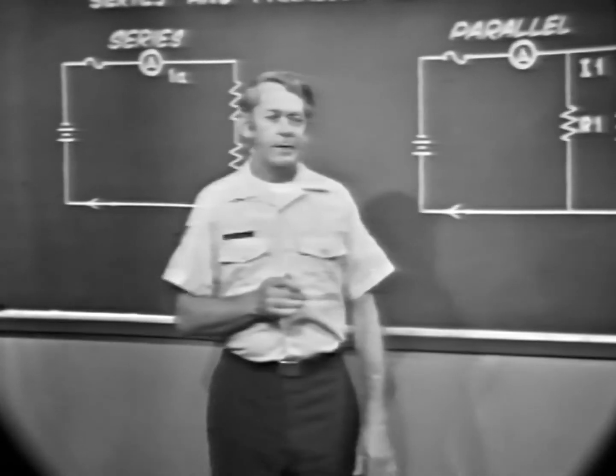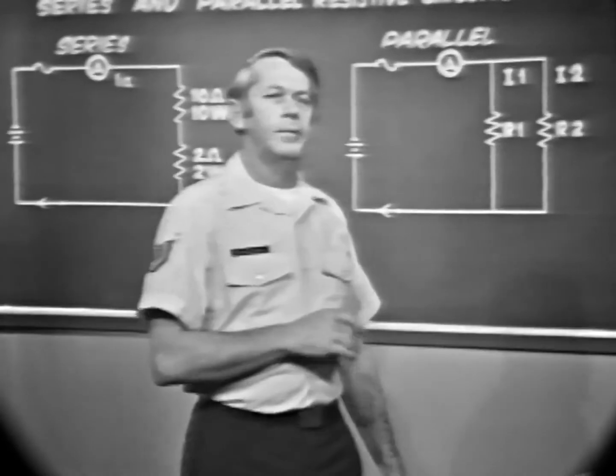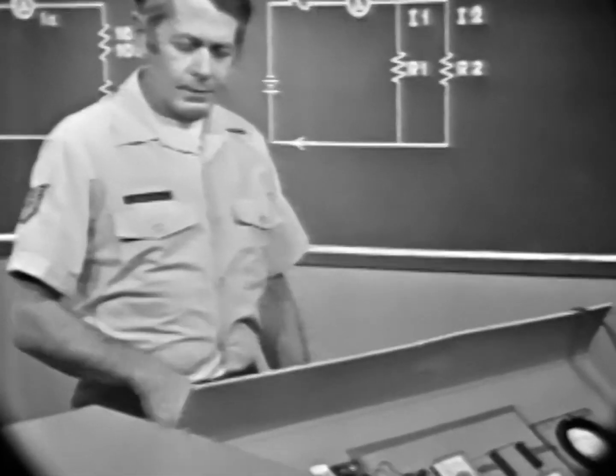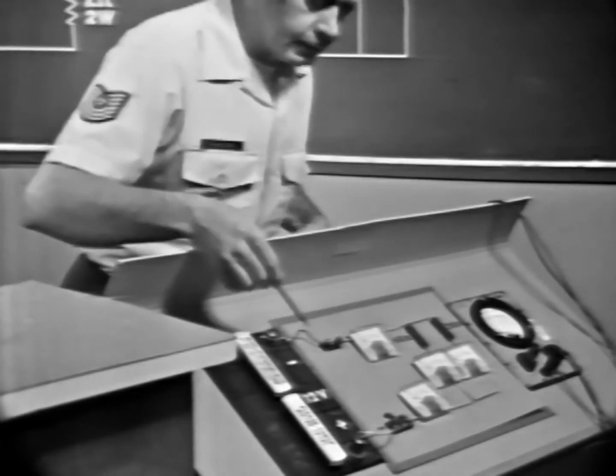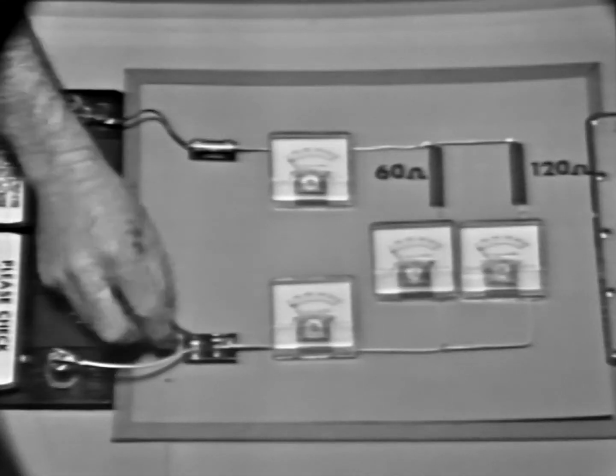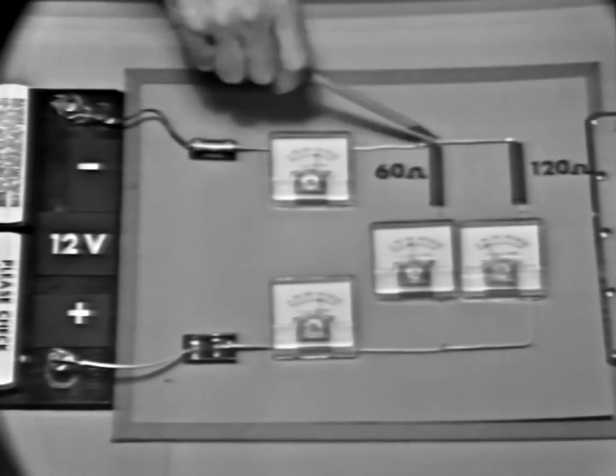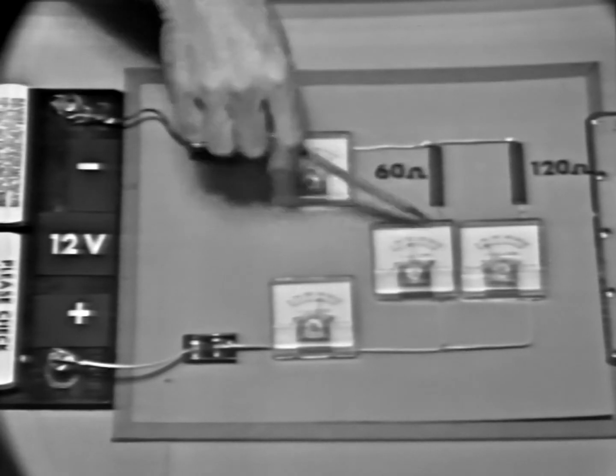Next, let's go over the characteristics of a parallel circuit. Now, we've changed out trainers so that we've added a parallel circuit here. Let me close the switch. First, we should notice that this is a parallel circuit because the components are connected in such a manner that there's more than one path for current.